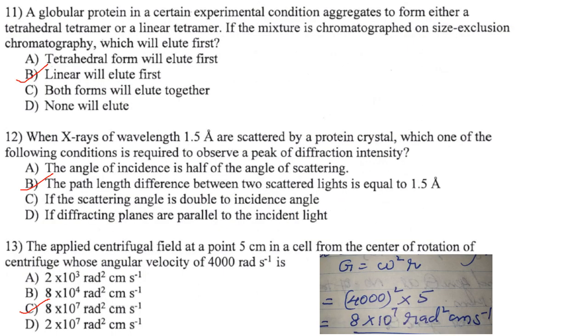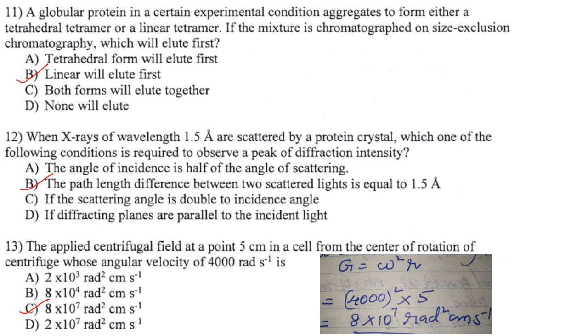Then next one. A globular protein in a cell in a certain experimental condition aggregates to form either a tetrahedral tetramer or a linear tetramer. If the mixture is chromatographed on size exclusion chromatography, which will elute first? The linear form will elute first. Why? Because the linear molecule cannot enter the beads. So the answer here is option B.